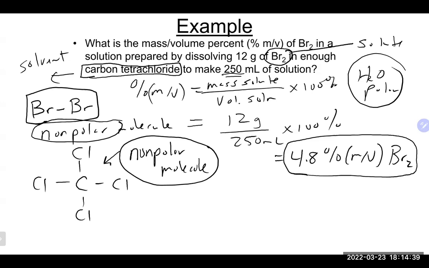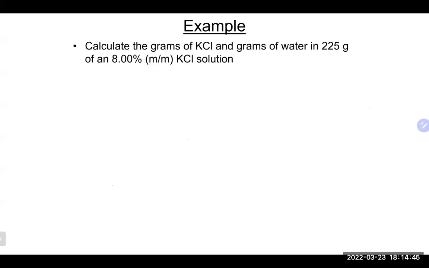Any questions on percent concentrations, solubility of that? Okay, so one last one here. Calculate the grams of KCl and the grams of water in 225 grams of an 8% by mass, mass to mass KCl solution. I butchered that pretty good there, but it says something like that, I think.